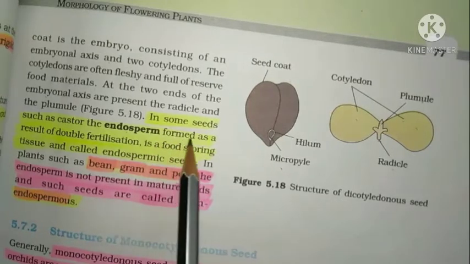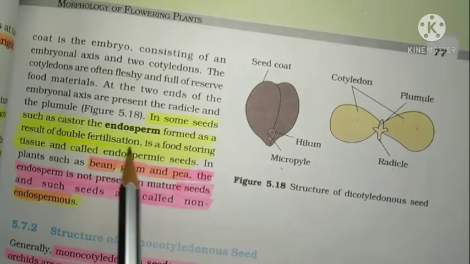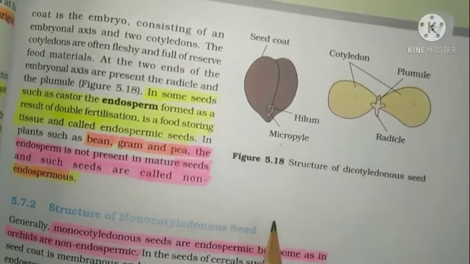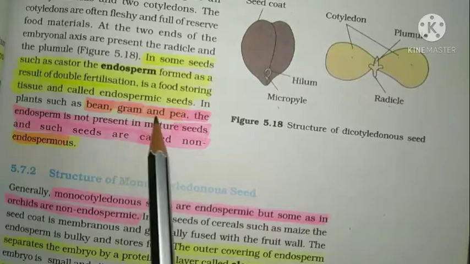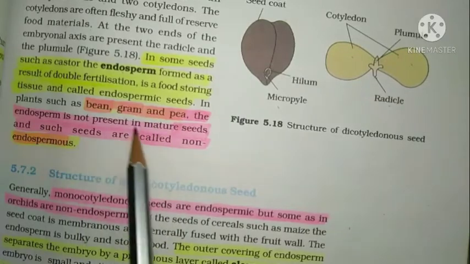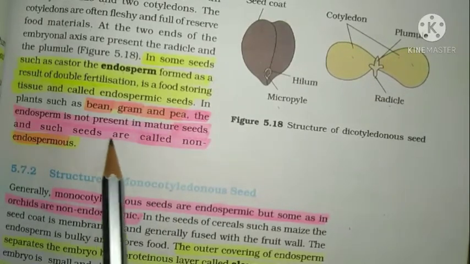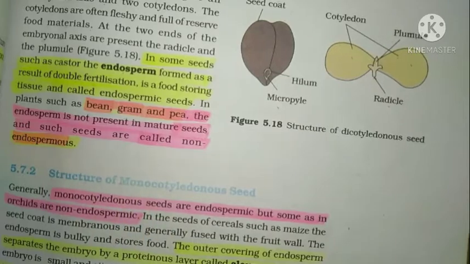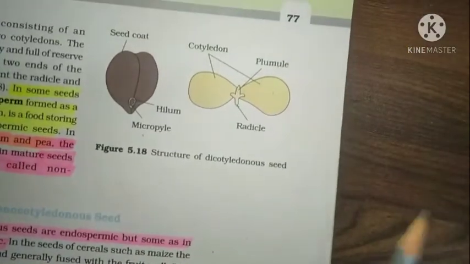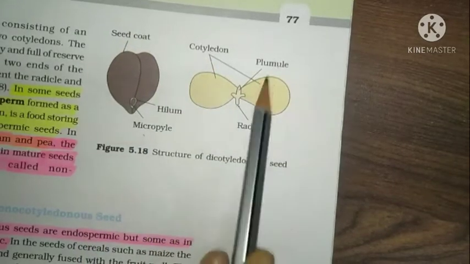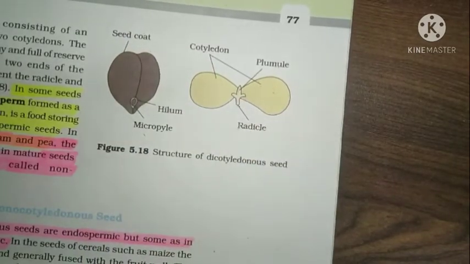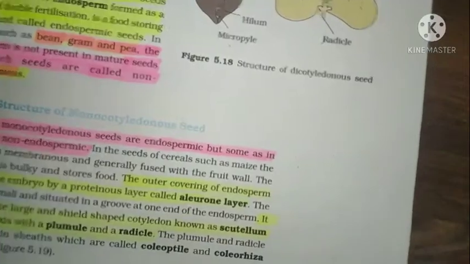castor, the endosperm formed as a result of double fertilization is a food-storing tissue, and these are called endospermic seeds. In plants such as bean, gram and pea, the endosperm is not present in the mature seed, and such seeds are called non-endospermic. The structure of a dicotyledonous seed shows the micropyle, hilum, seed coat, cotyledons, plumule, and this is called the radicle. The structure of the monocotyledonous seed.